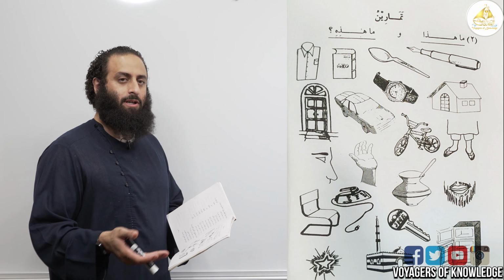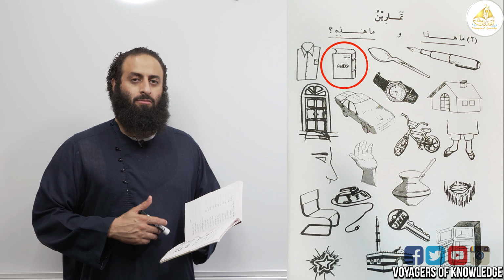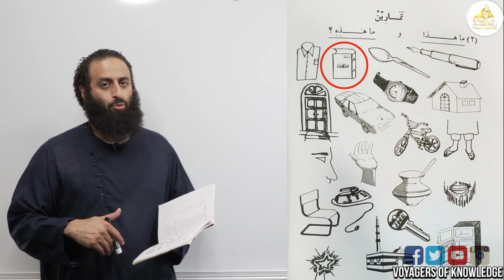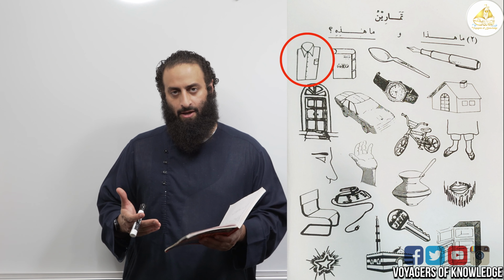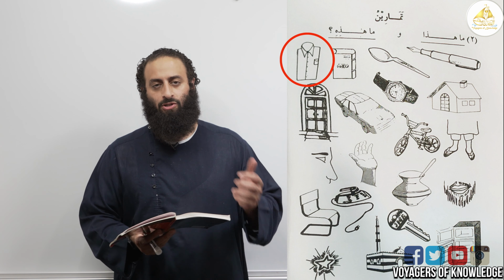The next one, we have a spoon. It's a feminine object, so I'm going to say ma hadhihi. You should respond hadhihi mil'aqatun. هذه ملعقة. The book, ما هذا. You should say هذا كتاب. Next is the shirt, ما هذا. هذا قميص. Or when you stop, you say هذا قميص.